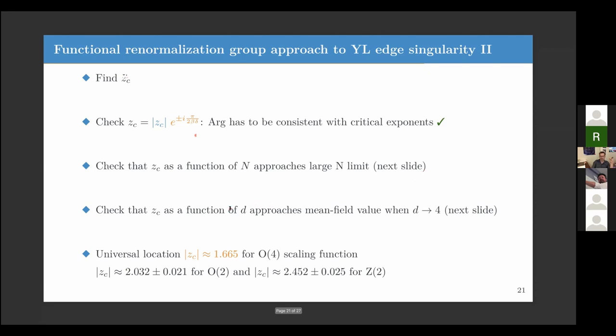We can also check that if we vary the number of dimensions, this location has to approach its mean field value when the number of dimensions goes to 4. This is the mean field limit. I will also show it on the next slide. In general, for 3 dimensions, the universal location for O(4) is given by this number, and it does vary as a function of N. So this is for O(2) and this is for Z2.